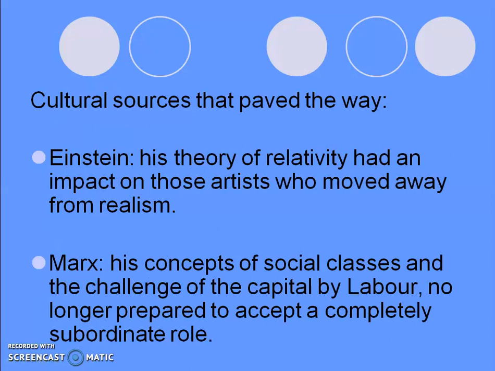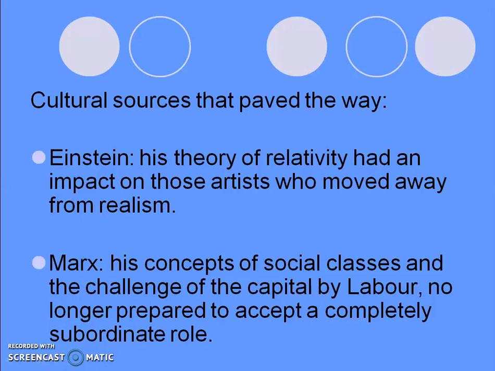Now, which are the cultural sources that paved the way to modernism? Among them, we can mention Einstein and his theory of relativity. Time and space are not as constant as everyday life may suggest, and that had an impact on those artists, especially those that wanted to move away from realism. Remember that realists wanted to portray reality as if it were a photographic representation, so the portrayal of time and space was true to life.